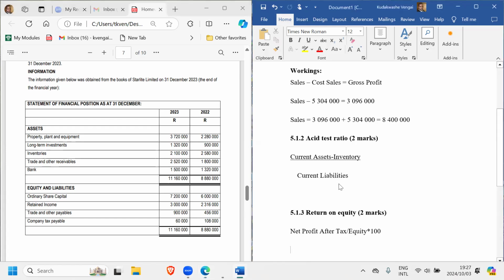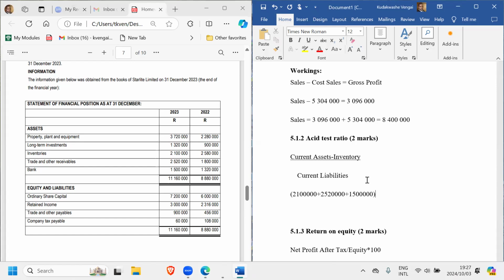So which means that if we are creating a little formula here, we are saying our current assets are equal to 2,100,000 plus 2,520,000 plus 1,500,000, and you close the bracket there, right? So those are your current assets. But the formula says those current assets, please subtract the inventory, which is 2,100,000, right? And then everything you divide it by the current liabilities.